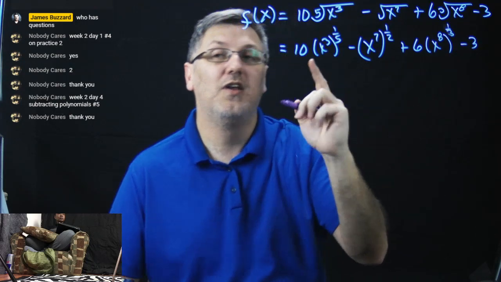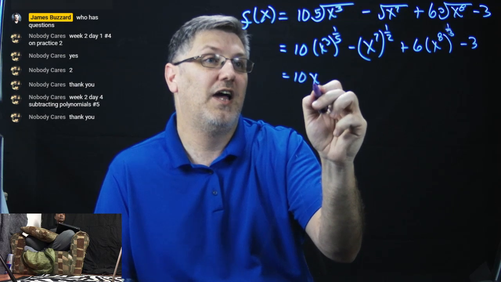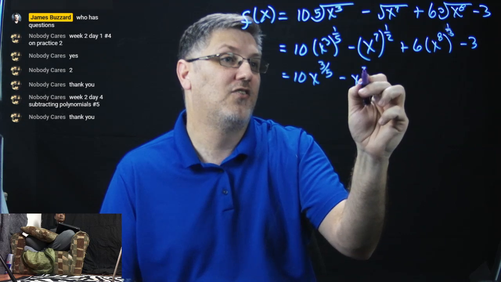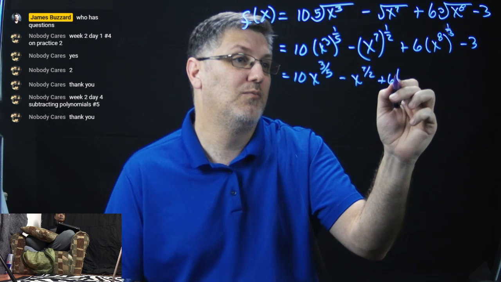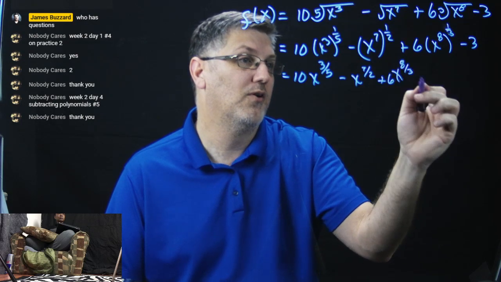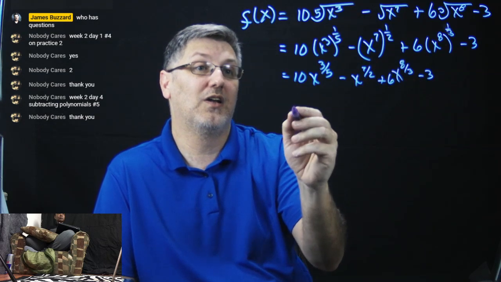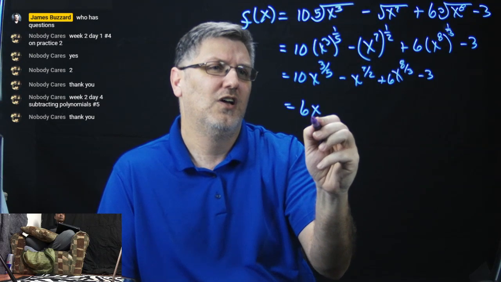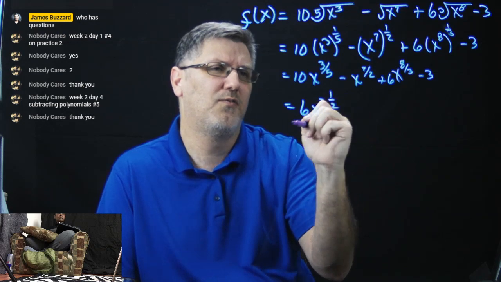Now when you have a power to a power, you multiply them. I now have 10 x to the 3/5 power minus x to the 7/2 power plus 6 times x to the 8/3 power minus 3. And now we just have the power rule derivative. We're going to pull the exponent down and bring it in front. So 10 times 3/5 is 6. And now 3/5 minus 1 would be a negative 2/5.